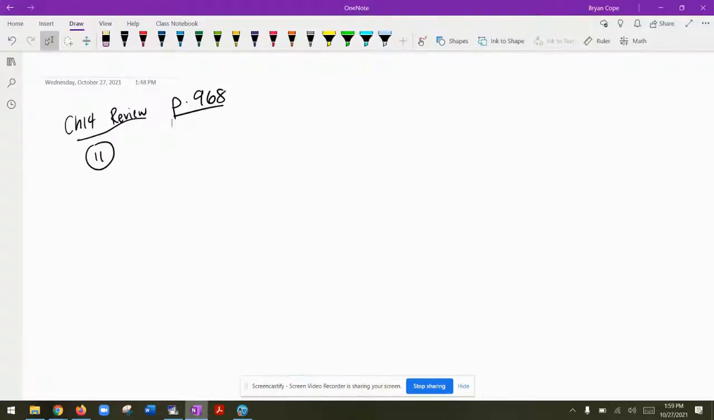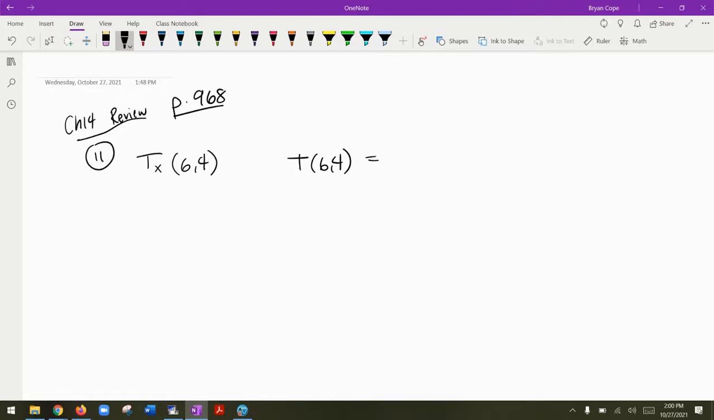For the partial derivative of T with respect to x, we made a secant line going from 4 to 8 along the x. And then we found the slope of that secant line.